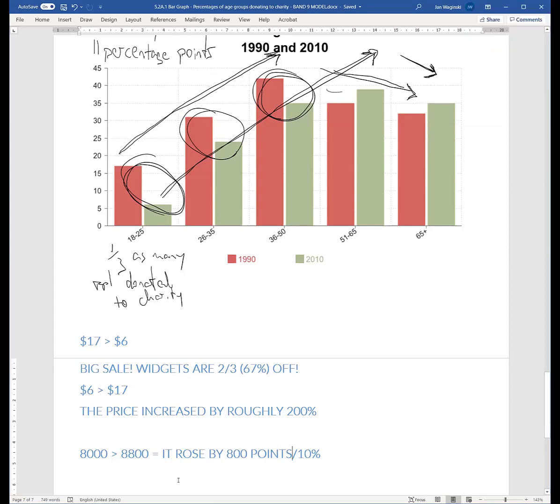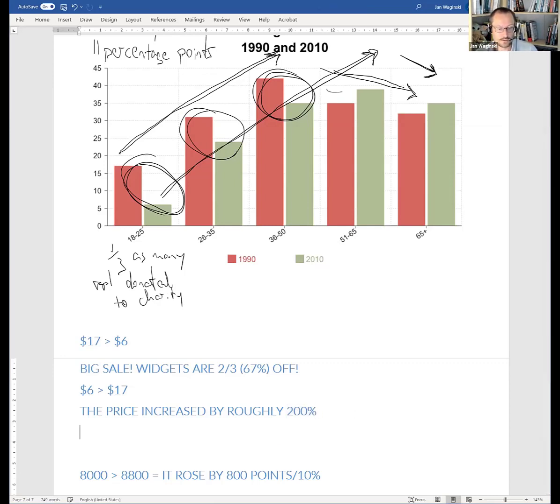It's not percent. So if I want to say percent, what should I change in the sentence? You would have to give the exact percent. You could say something like the rate.